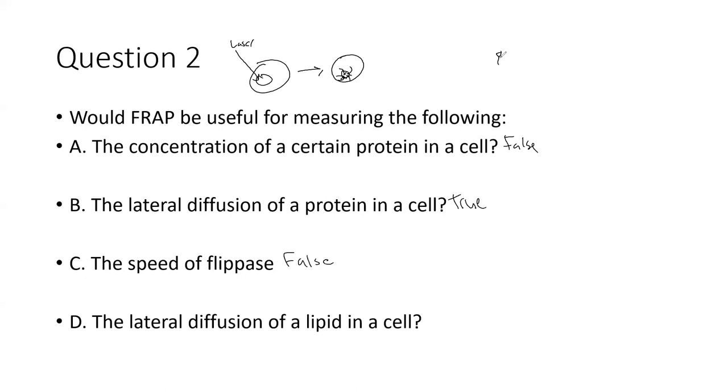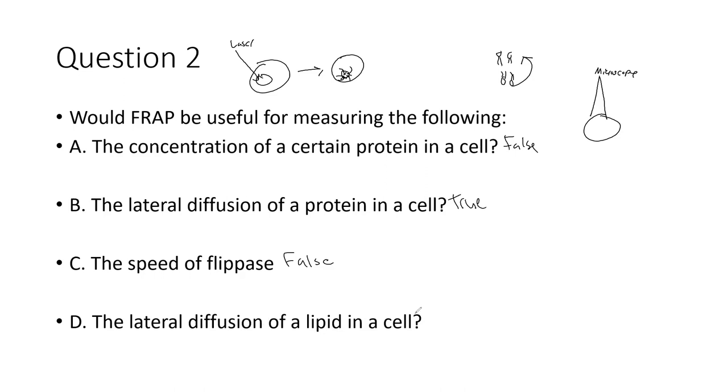The speed of flippase: false. So as a reminder, what flippase does is that it moves one lipid from one side of the membrane to the other one. And if you're doing this experiment, you're looking at the cell, so here's my little microscope, that's my field of vision. And the membrane to you just looks flat. You can't tell the two different faces of a membrane, the extracellular versus the intracellular face, through a microscope. So you can't tell if a lipid is going from one side to the other one. It just looks like fluorescence stays in the same spot.